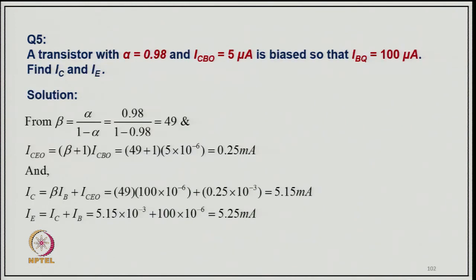Coming to problem 5: a transistor with alpha equal to 0.98 and ICBO equal to 5 microampere is biased with IB equal to 100 microampere. Find IC and IE. Solution: beta equals alpha upon 1 minus alpha. Putting in the value of alpha it comes to 49, and ICEO equals (beta plus 1) ICBO, putting in the values it comes to 0.25 milliampere, and IC equals beta IB plus ICEO. Putting in the values it comes to 5.15 milliampere, and IE equals IC plus IB, putting in the values it comes to 5.25 milliampere.